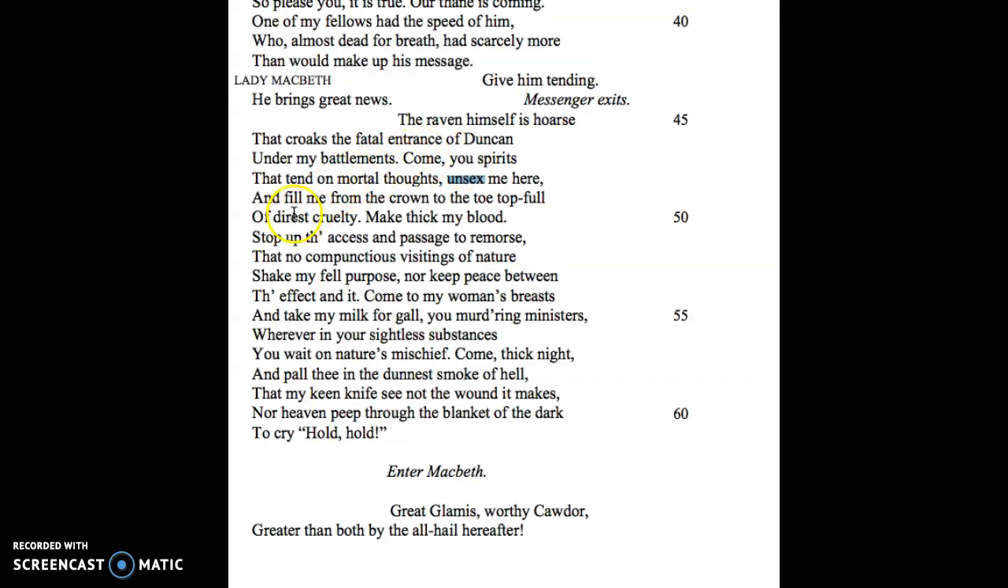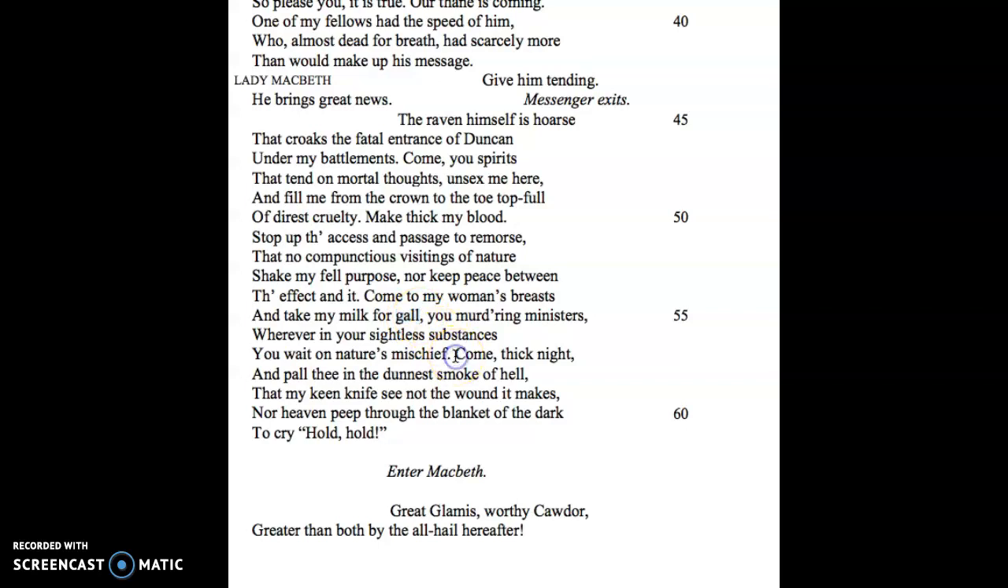She wants to be filled from the crown, which would be the top of your head, but also the thing that you wear if you are royalty, from the crown to the toe, full of cruelty. What kind of cruelty? The most dire cruelty. She wants her blood to be thick. She wants to feel no more remorse. She wants to exchange the milk in her breasts for gall, which is a gross, disgusting, caustic fluid.